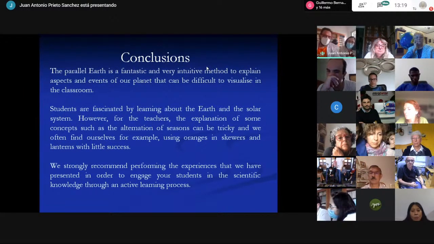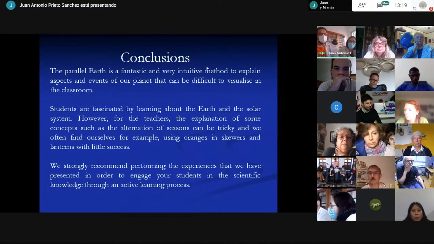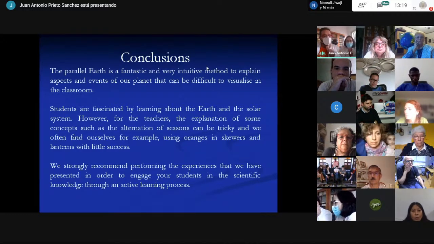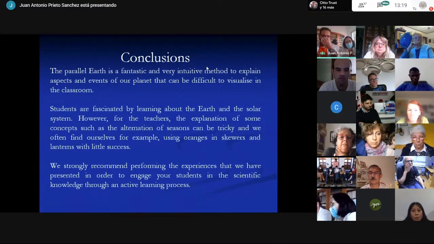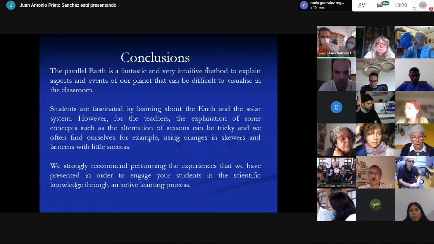As a conclusion, we would like to tell you that the Parallel Earth we have found is a fantastic and very intuitive method to explain aspects and events of our planet that can be difficult to visualize in the classroom. Students are fascinated by learning about the Earth and the solar system. However, for teachers, explanations can sometimes be very difficult, and we often find ourselves using oranges on skewers and lanterns and lamps to explain different aspects of the seasons, with little success.